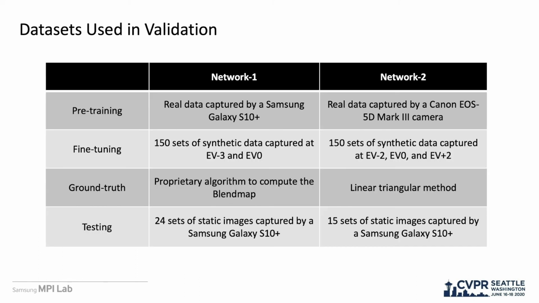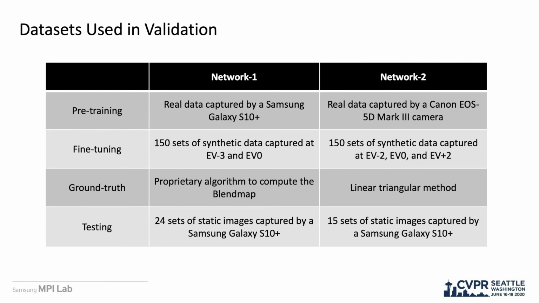This table shows the datasets used in each network. Network 1 is pre-trained on real data captured by S10 Plus. Network 2 is pre-trained on real data captured by Canon camera. Then we fine-tune Network 1 and Network 2 with 150 sets of sensor-realistic synthetic data captured with different combinations of exposure levels depending on the network architecture.